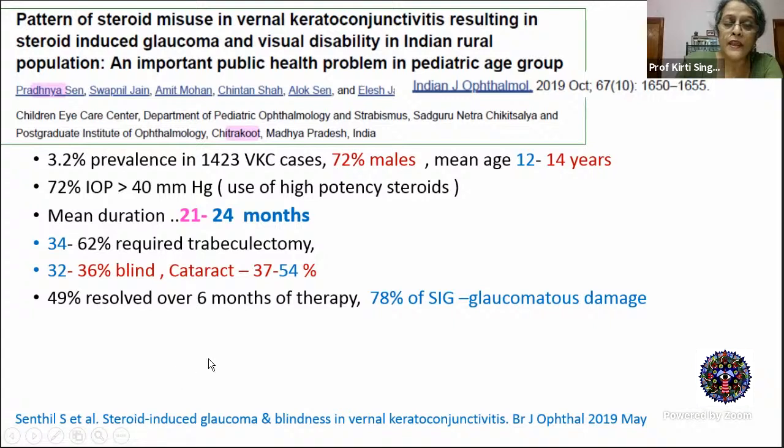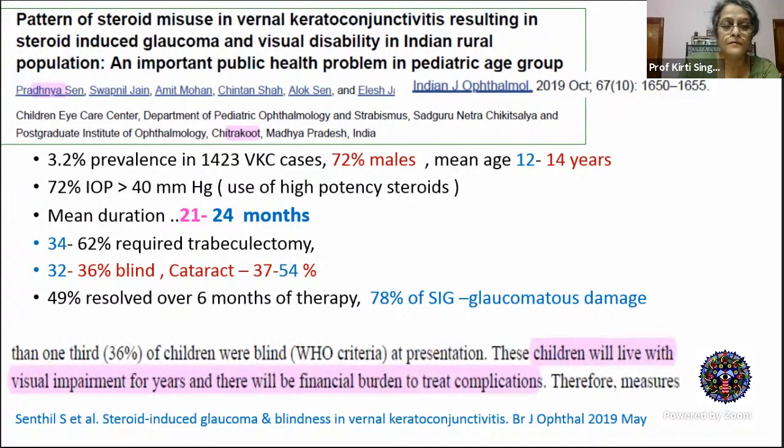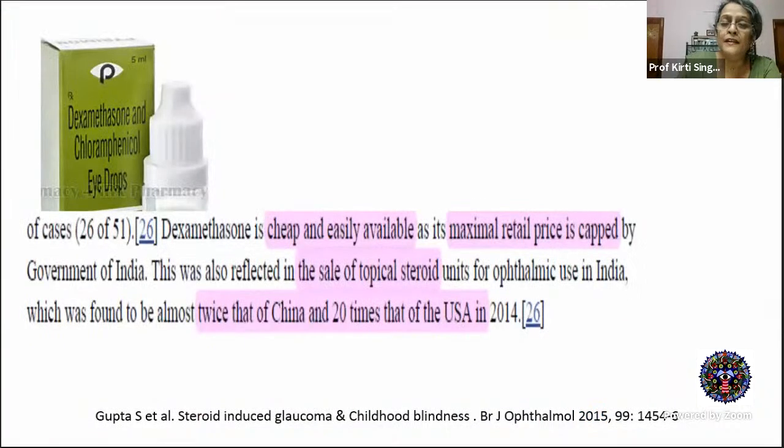And this has been echoed again by the Hyderabad study, which was just published 2 years ago. So you can see from this, again, the propensity of the damage in young children, 12 to 14 years, when your life is just starting. They're not aware that they have this problem. They come to you with blindness, and that's it. So it is something which is very horrifying. Please remember, these children will live with this blindness for years, will be a financial burden to treat complications. In addition, they will never become able to earn their living.